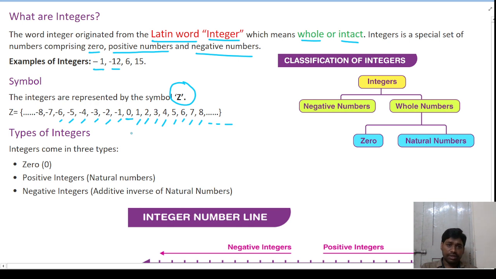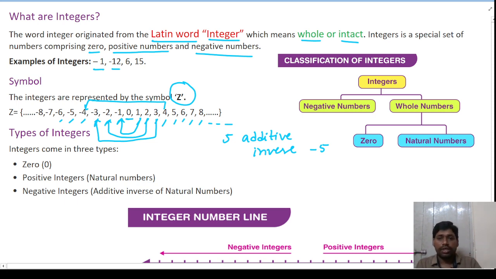The additive inverse of 1 is -1. The additive inverse of 2 is -2. The additive inverse of 3 is -3. The additive inverse of 4 is -4, and so on. So additive inverse means, if there is a number 5, its additive inverse is simply keeping a minus in front of it.